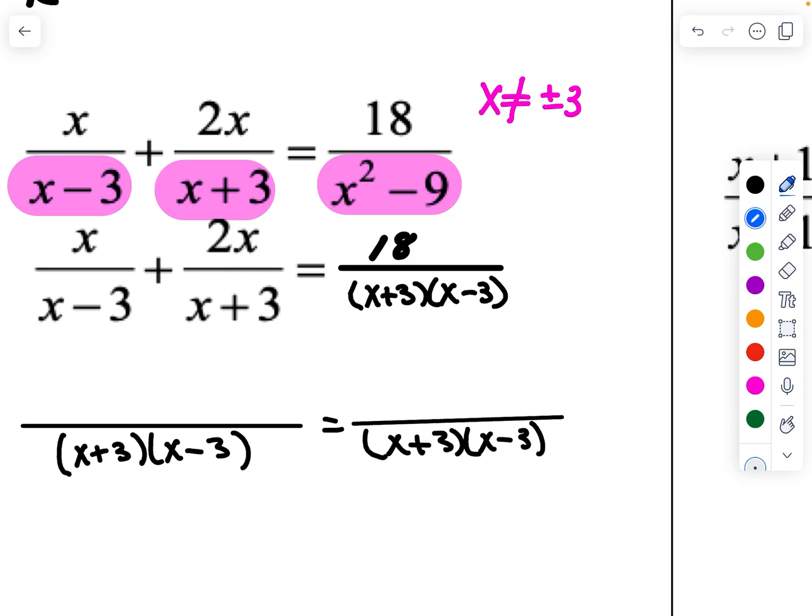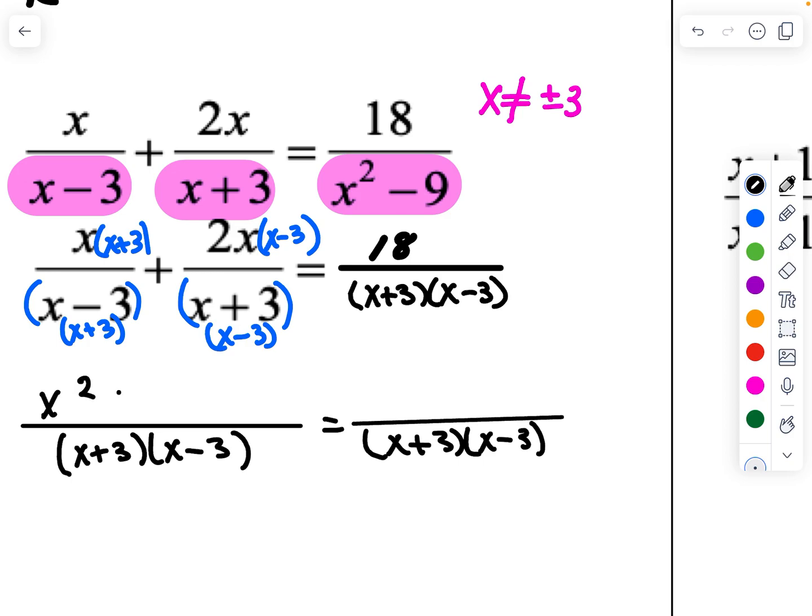And in order to be able to do that, this fraction needs an x plus 3. And this fraction needs an x minus 3. And the fraction on the right doesn't need anything. So when we go to simplify that, we are going to have x squared plus 3x plus 2x squared minus 6 is 18.